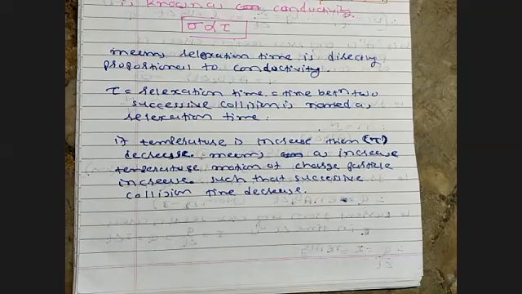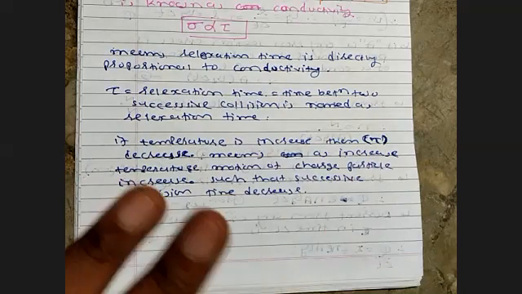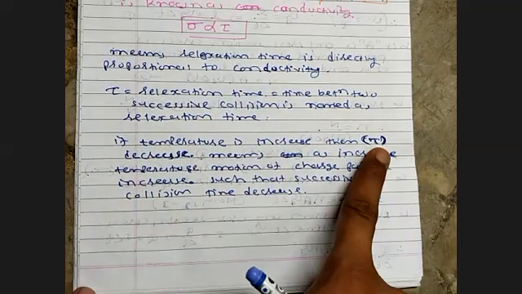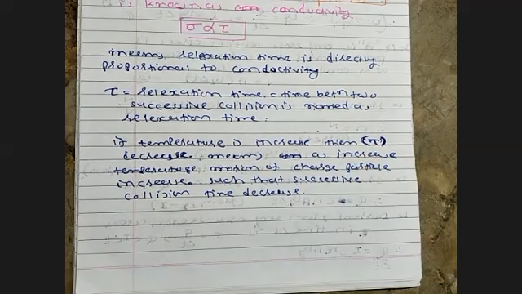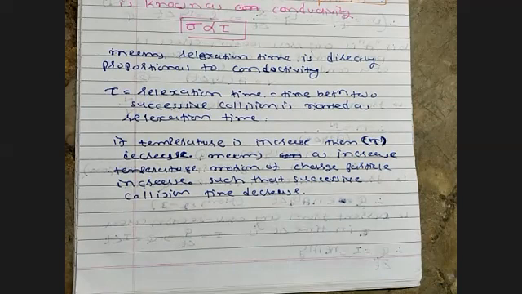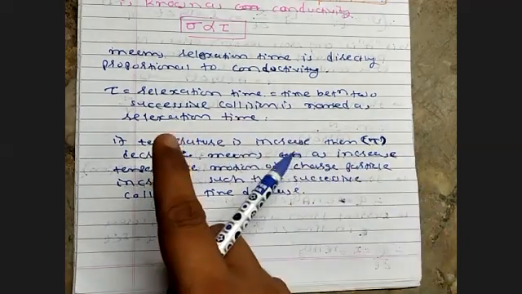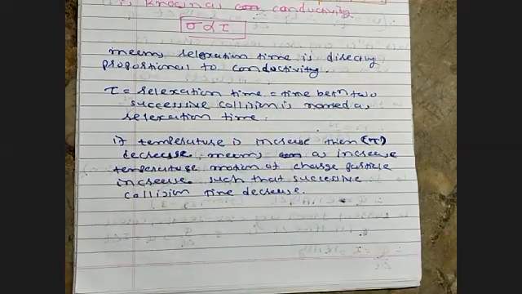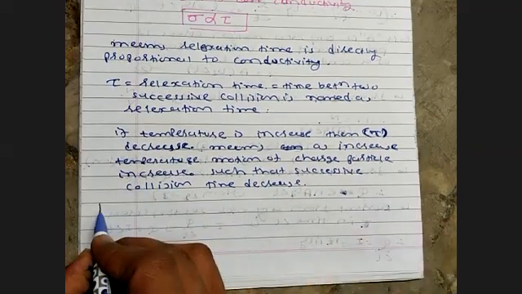Here the kinetic energy decreases. When temperature increases, kinetic energy increases; when tau decreases, kinetic energy decreases. That is the key to understand. Kinetic energy increases, kinetic energy decreases; kinetic energy increases, tau increases. So sigma is proportional to tau.